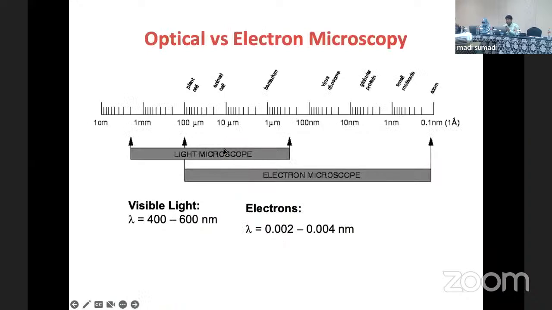So the question comes: what are the differences between optical microscopy and electron microscopy? In light microscopy we use light as a source, and we can come up to a size of about 1 micrometer, where we can see objects in a bigger size. But when you use electrons as a source, it can go down to the nanometer and even the angstrom level. That means you can also see the nuclear pore size and the membrane structure with the electron microscope.